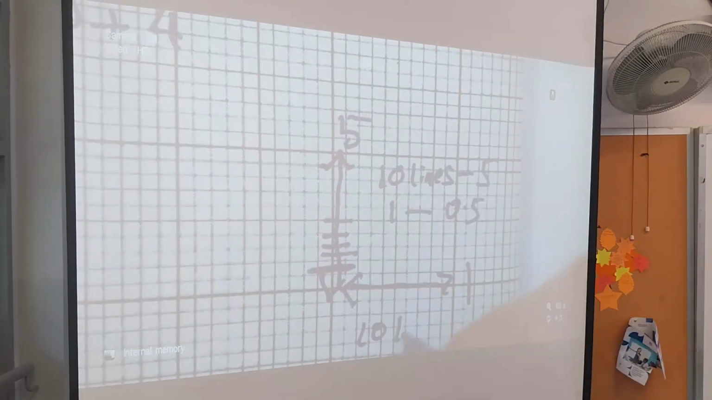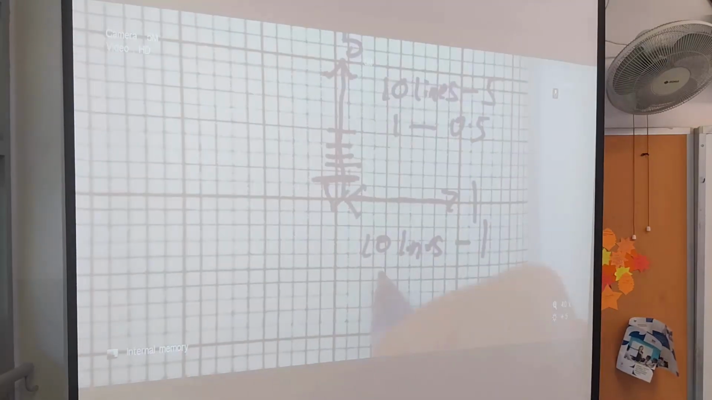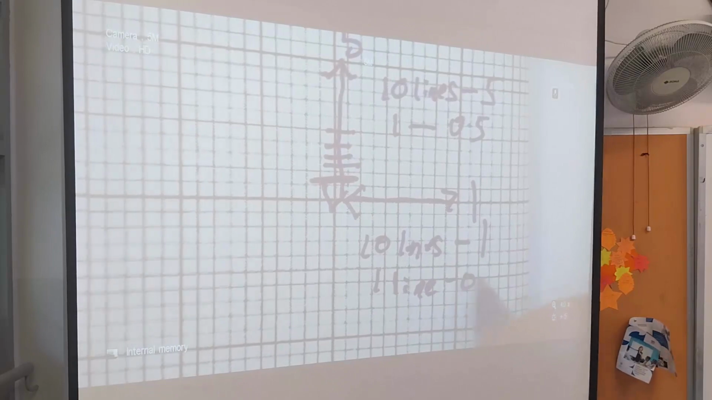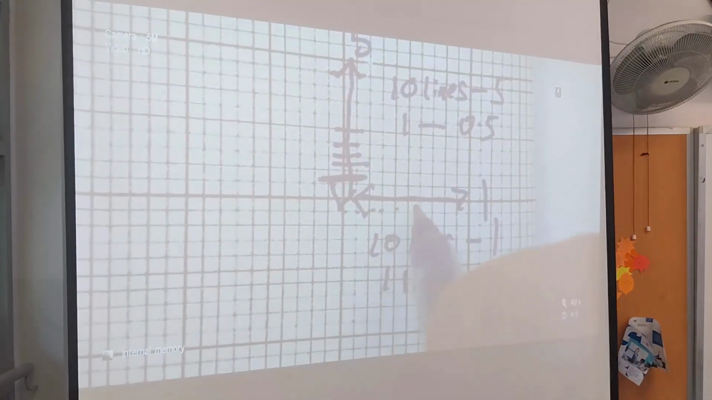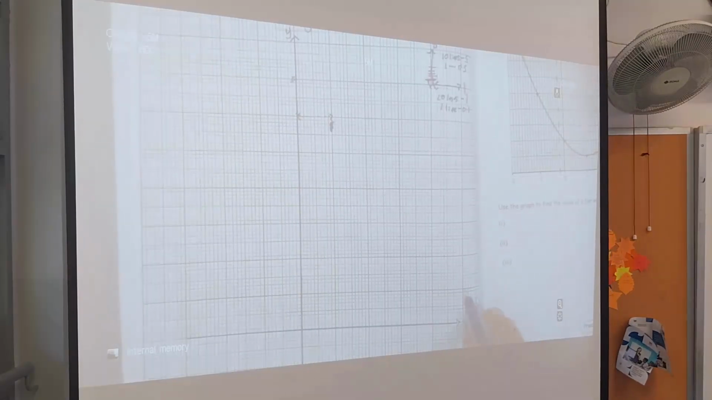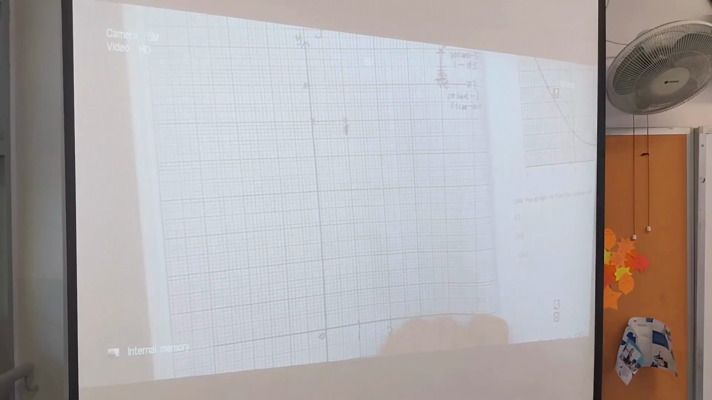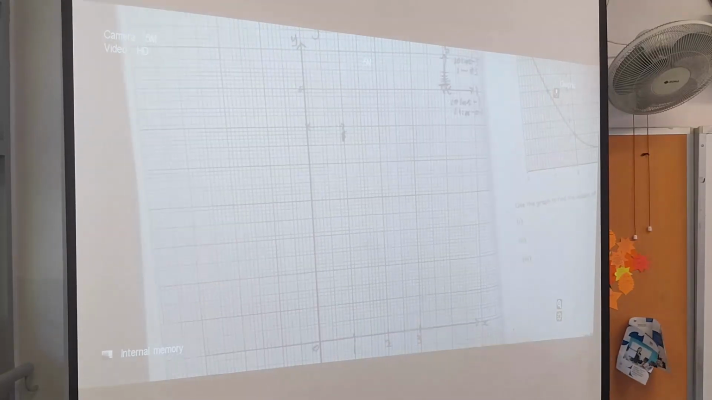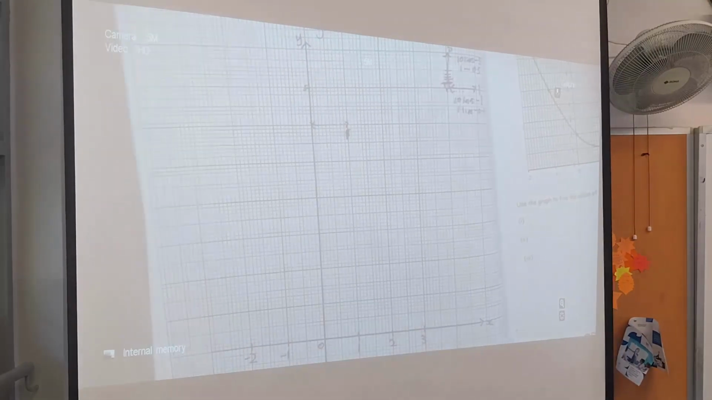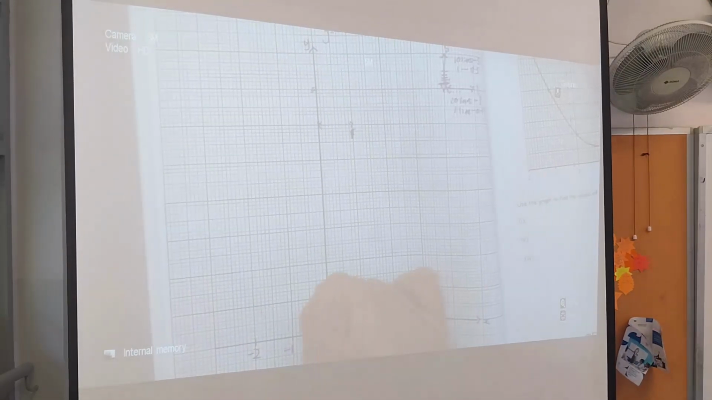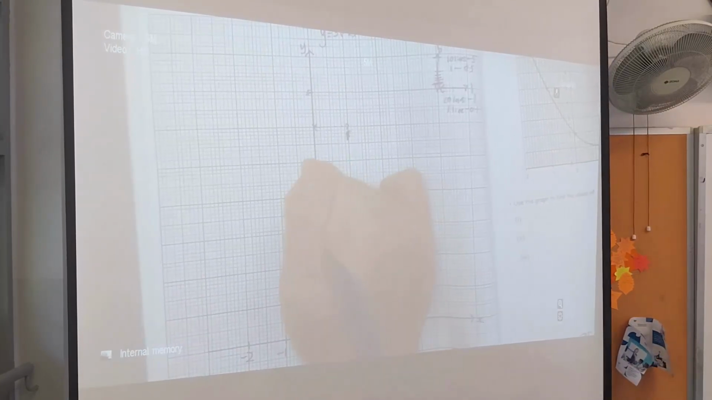10 lines is 1 unit. And therefore, 1 line is 0.1. So we'll count 0, 0.1, 0.2, 0.3, 0.4, 0.5, and so on. So take some time, complete the axis. So this is 1, 2, 3, and that's it, right? And then on the left-hand side, negative 1 and negative 2. Whereas your y-axis will be 5, 10, 15, 20, and all the way to 25.